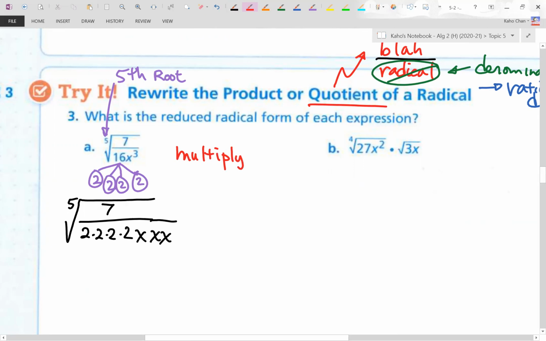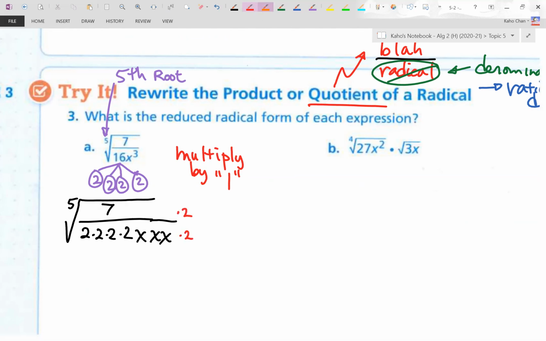To rationalize the denominator. Now, 1 isn't just 1. We're going to do it by some form of 1. Look at the bottom again, the denominator. I have 4 2's right now. 2, 2, 2, 2. I need one more 2 so I can fifth root it to come out of the radical. So watch this. I'm going to multiply top and bottom by a 2. Because isn't that technically 1? Okay. I'm not changing the problem, right? Anytime you multiply by 1, the number is still a number.